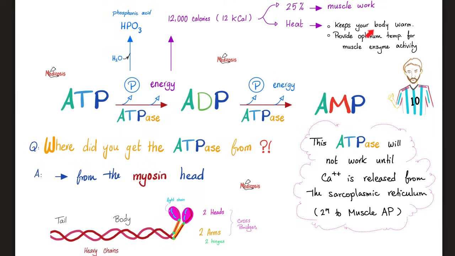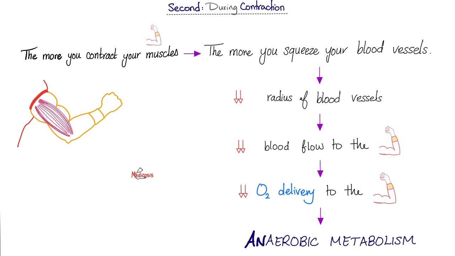That's why Messi keeps warming up before the match. He knows what he's doing. This heat is providing an optimum temperature for the muscle enzyme activity. All of what I've said is how the muscle gets energy during rest.